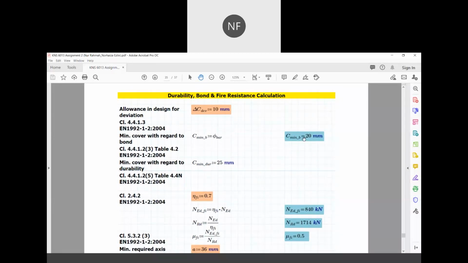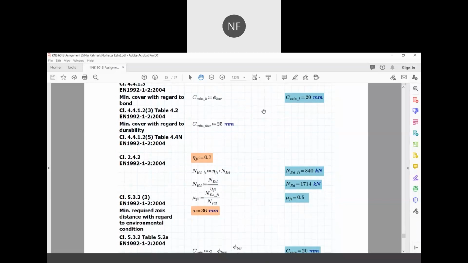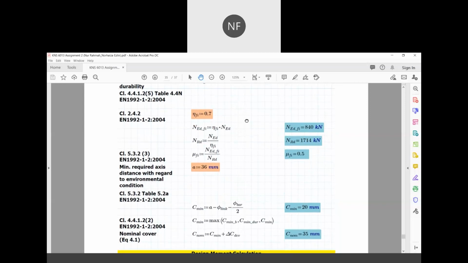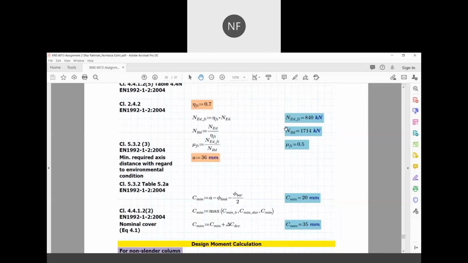C deviation is equal to 10 mm, and the minimum cover with regard to bond is equal to 20 mm based on the given diameter of the bar, and the minimum cover with regard to durability is equal to 35 mm. So here, to determine the minimum required cover with regard to environmental condition, we first need to determine the NV that is equal to 0.7, which is the recommended value given inside Eurocode 2 part 2.